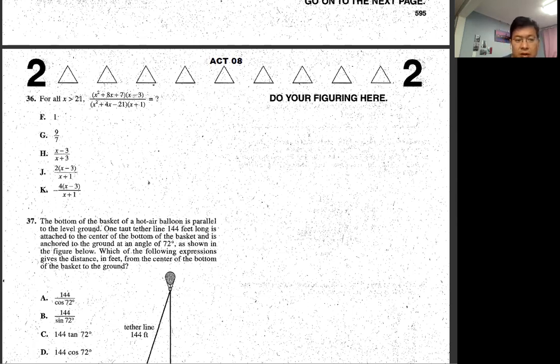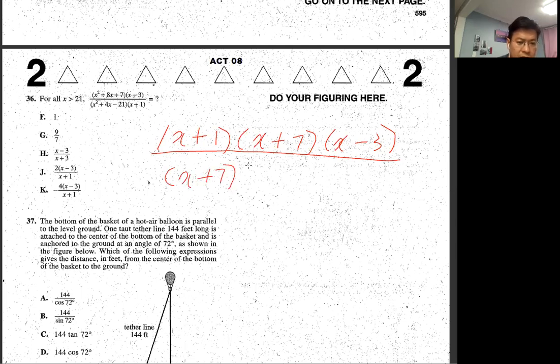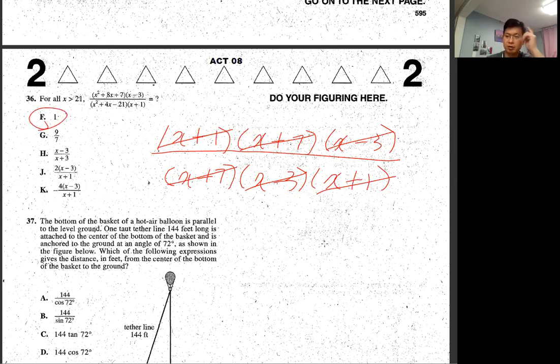This one equals, let's factor the denominator first, which is x plus 1, x plus 7, x minus 3 on top. And then the numerator x plus 7, x minus 3, x plus 1. This goes away, so it's only the left. If you don't know what to do with this one, you just plug in any number. It says x is greater than 21, so just plug in 22 for x, and then run the calculator.